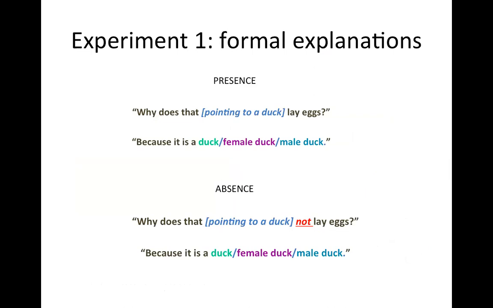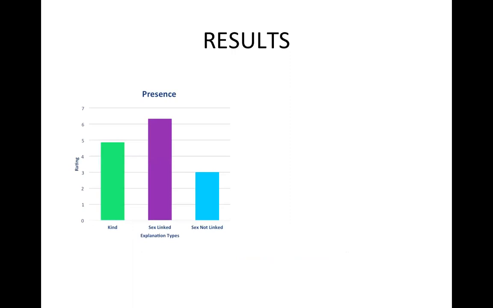So, for example, we would give participants questions of the following sort. Why does that, pointing to a duck, lay eggs, where it's a sex-specific characteristic? And then they're given answers such as because it's a duck, a female duck, a male duck, or they're asked to explain the absence of the sex-specific property. So why does that, pointing to a duck, not lay eggs? Because it's a duck, female duck, or male duck. And as predicted, people like the response where you make reference to the kind, duck, but even better is an explanation that makes reference to the sex-linked members of the kind.